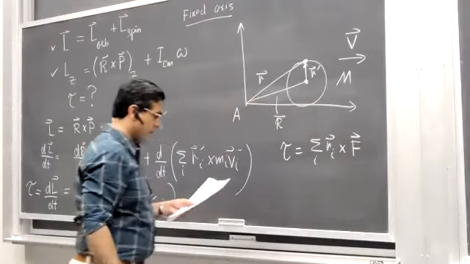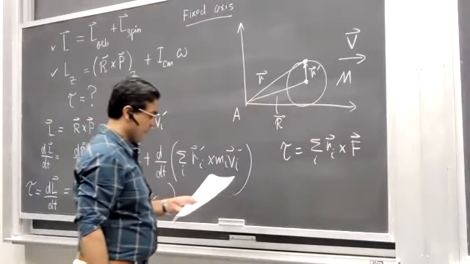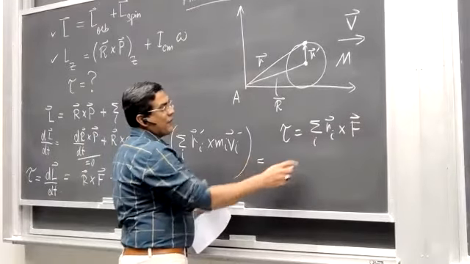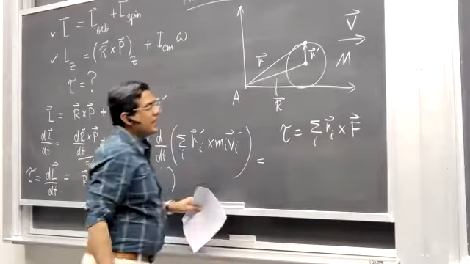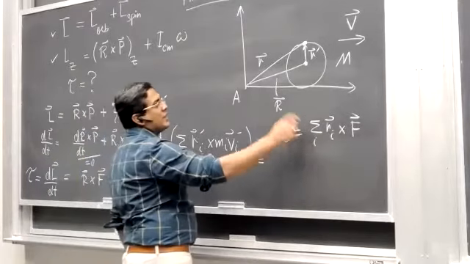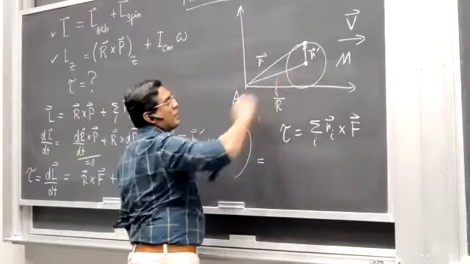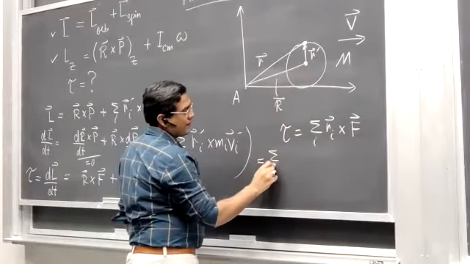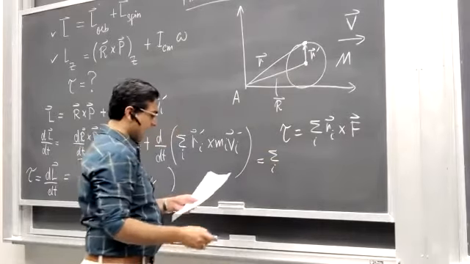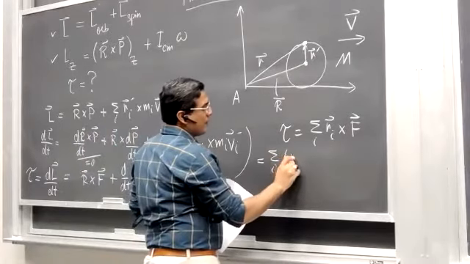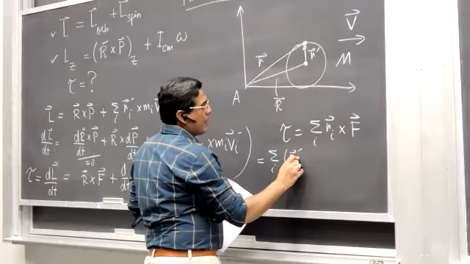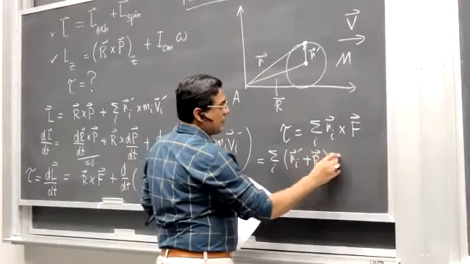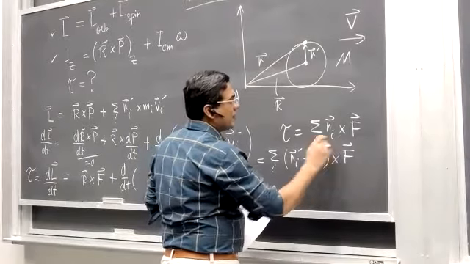Cross F. All right. And now if I want to write Ri in terms of capital R and R prime, can I do that? Right. And that would be simply R prime plus R cross F. All right.